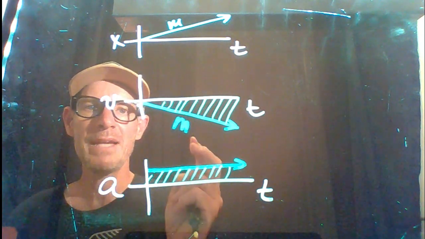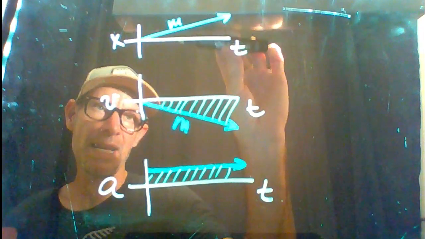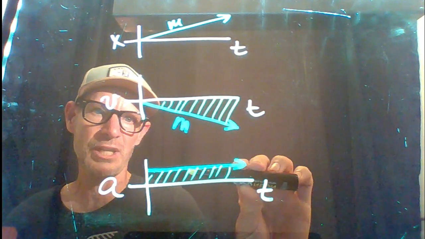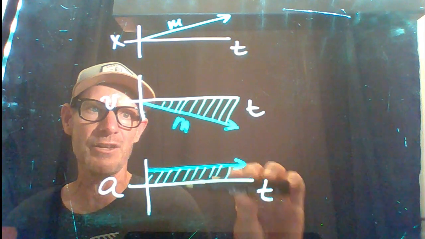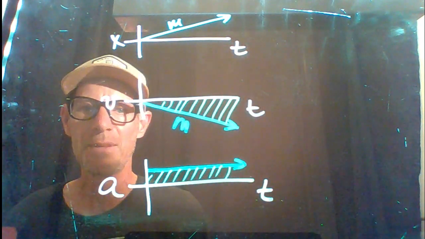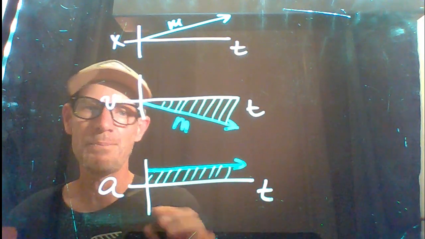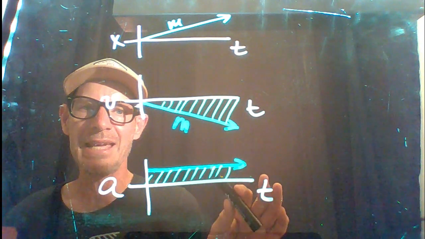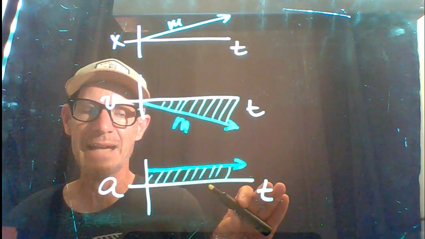So, number one, make sure you know what kind of graph you're looking at. Number two, make sure you know how finding the slope will tell you the velocity, finding the slope will tell you the acceleration, finding the area will tell you the change in velocity, finding the area will tell you the change in the position. And then finally, probably the silliest mistake of all is not looking at the scale on the X and Y axis.